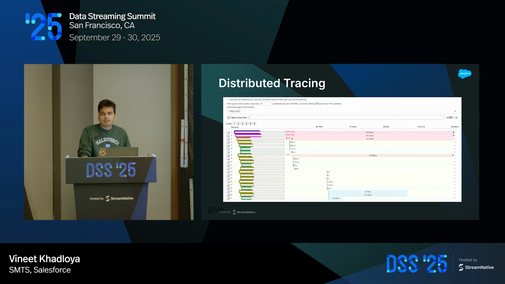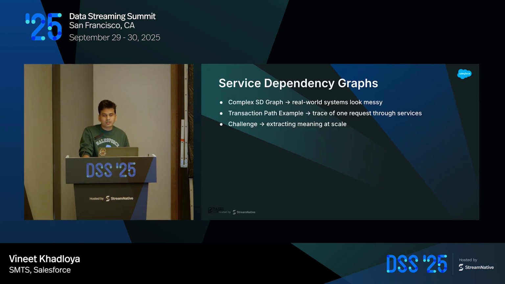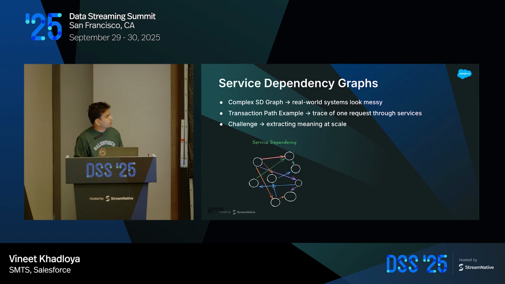So when we take hundreds and millions of such traces and try to correlate them together, what we get is a complex view of our microservices world interacting with each other. So we use that to create the service dependency graph. And this is what you see here on the left.